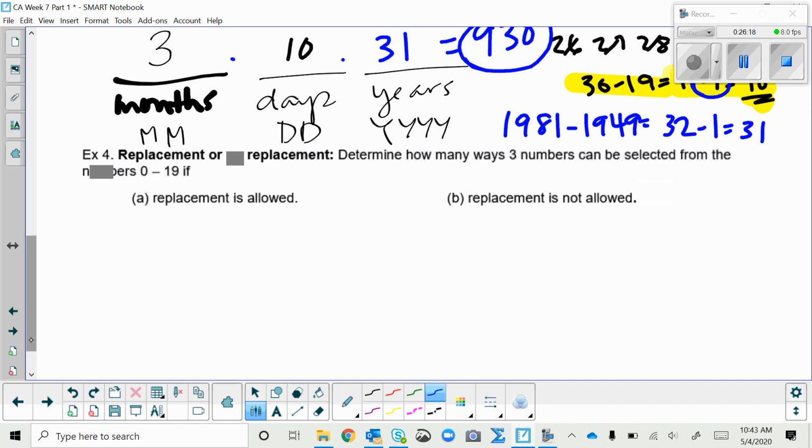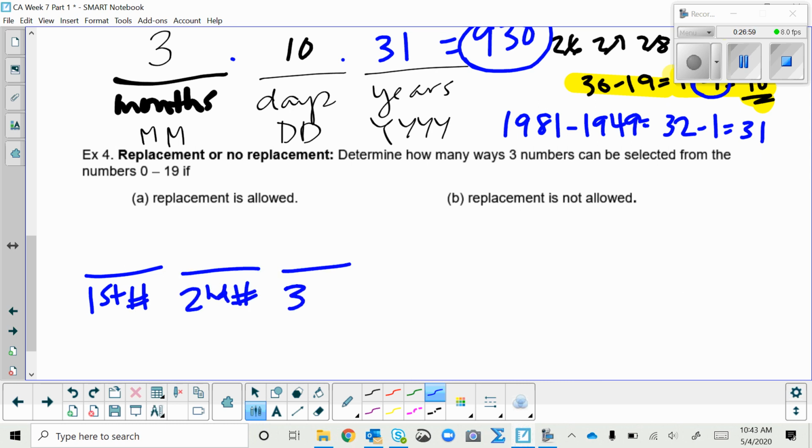All right, last one. Replacement or no replacement. It says determine how many ways 3 numbers can be selected from the numbers 0 through 19 if replacement is allowed or replacement is not allowed. Replacement is allowed means the numbers can repeat. And then on B, replacement is not allowed means the numbers aren't repeating. So how many tasks are we deciding here? 3 tasks. We're deciding the first number, the second number, and the third number.